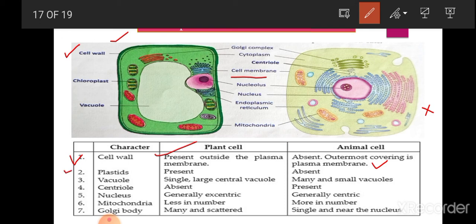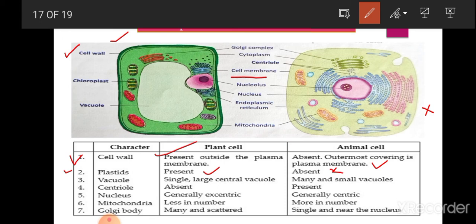Next, plastids. Plastids are present in plant cells, meaning these are the green organelles which are present in plant cells, and they have different functions in plant cells, but these plastids are absent in animal cells.